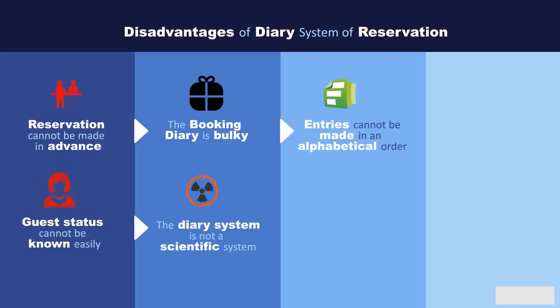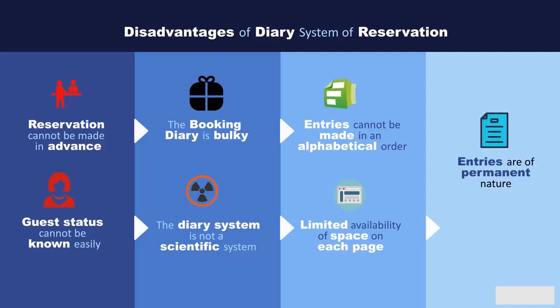The diary system is not a scientific system because if a page is lost, then the entire information on the page is also lost. The diary system cannot be used in large hotels because of limited availability of space on each page. Cancellation and amendments become difficult as entries are made permanently on the diary pages.